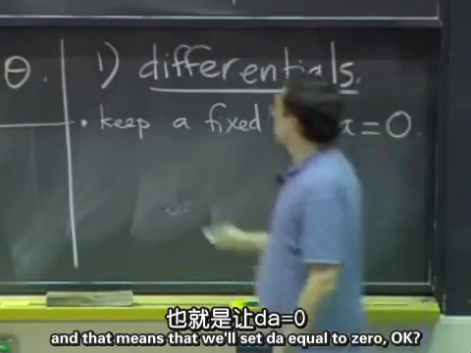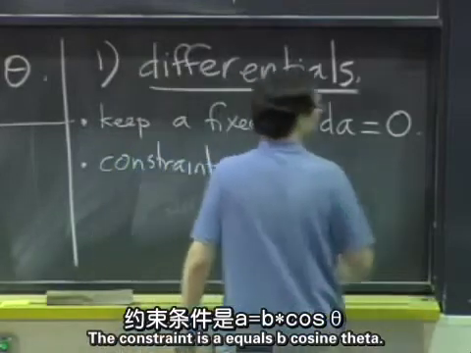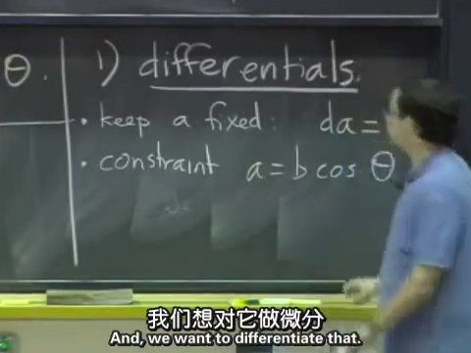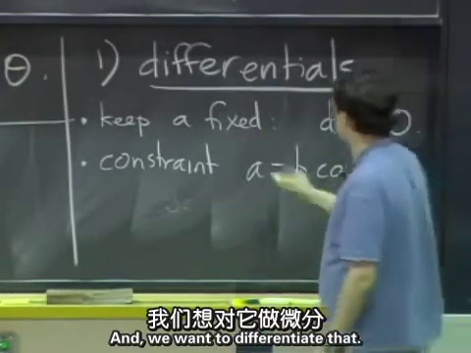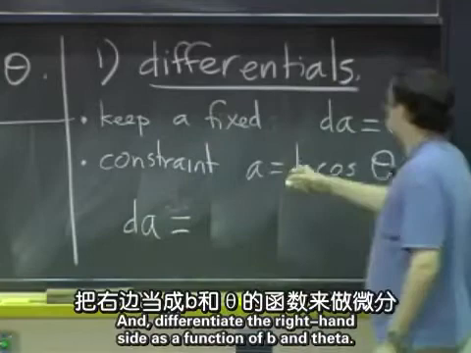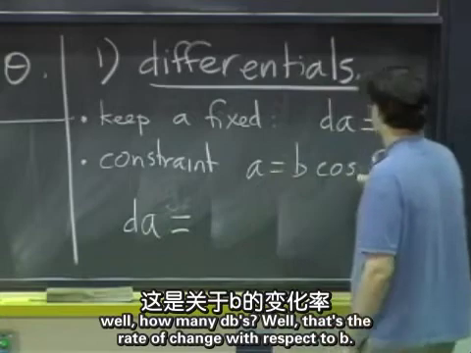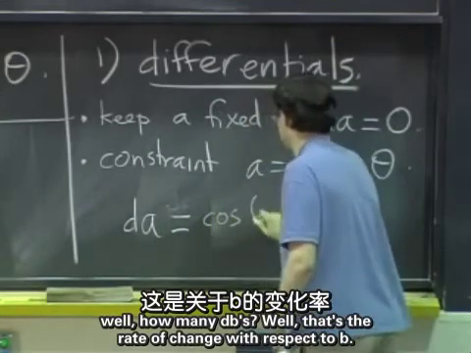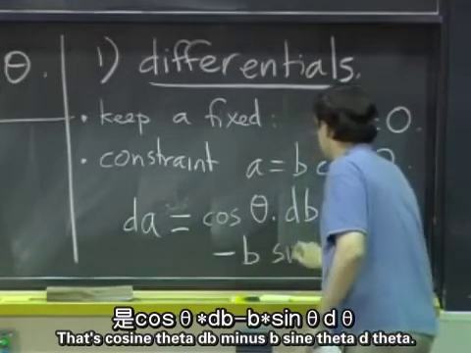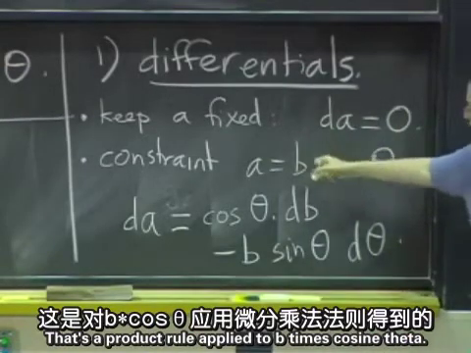Okay? The second thing that we want to do is we want to look at the constraint. The constraint is A equals B cosine theta. And we want to differentiate that. Well, differentiate the left-hand side, you get dA. And differentiate the right-hand side as a function of B and theta, you should get, well, how many dBs? Well, that's the rate of change with respect to B. That's cosine theta dB minus B sine theta d theta. That's the product rule applied to B times cosine theta.